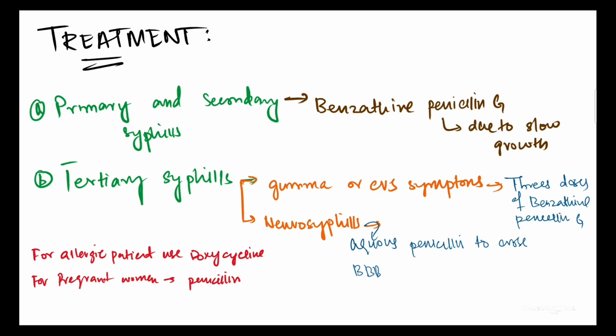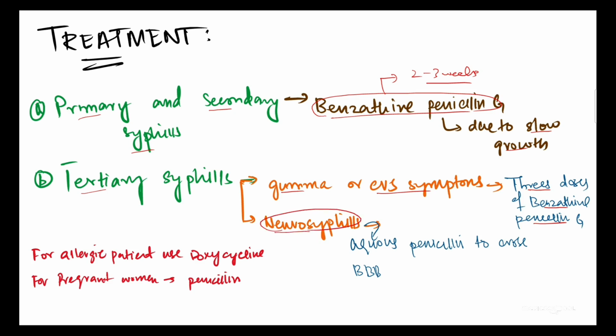Coming towards the treatment, primary and secondary syphilis can be treated by giving the drug benzathine penicillin. Benzathine penicillin has a half-life of about 2 to 3 weeks, and we give benzathine penicillin G because the growth of Treponema pallidum is very slow, so we use a drug which has a long half-life. The treatment of later syphilis depends upon the symptoms. For example, if there are serious symptoms present, then we give 3 doses of benzathine penicillin G. But if the CNS is involved, for example neurosyphilis, then we use aqueous penicillin because it crosses the blood-brain barrier.